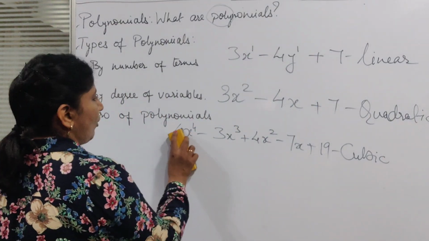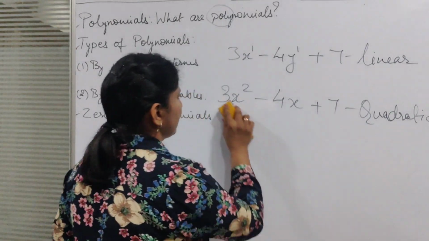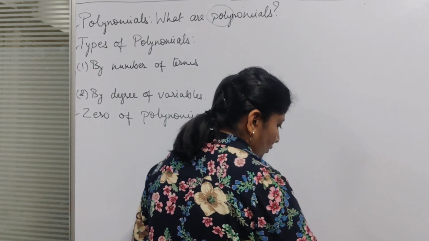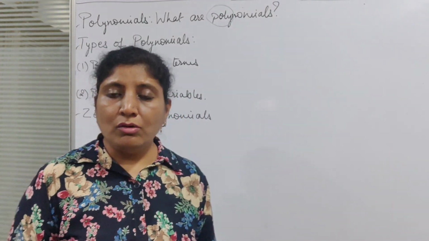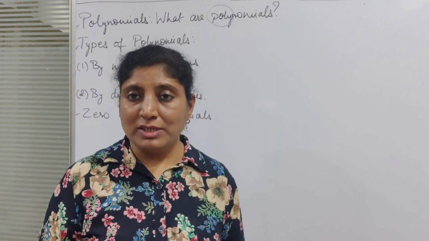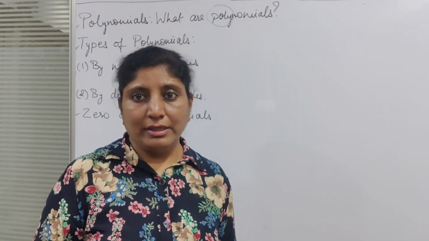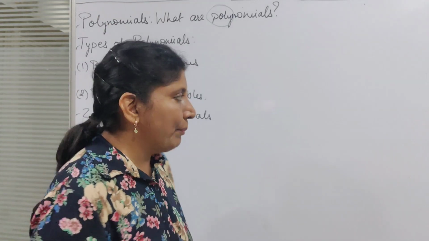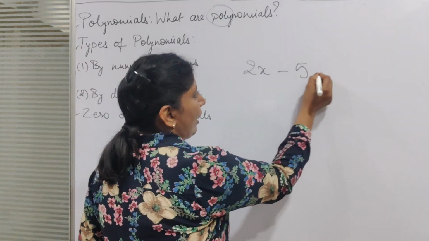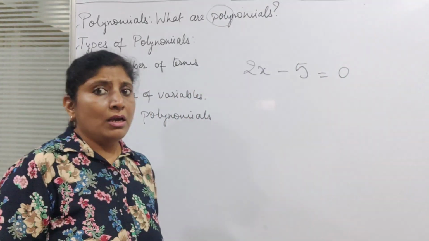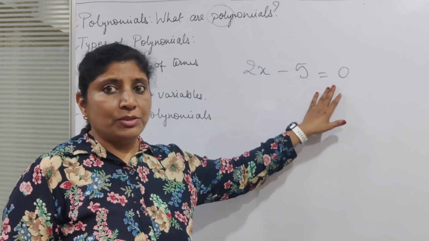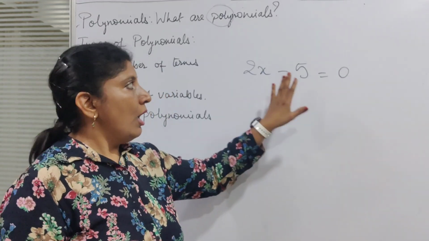Now let's see one of the most important topics of polynomials, which is called zeros of polynomial. This is also a topic well known to us because we have already done it in 9th standard, but a quick recap is needed here. So we'll take an example of 2x minus 5 equals 0. Now see, this is an equation, this is not an algebraic expression.